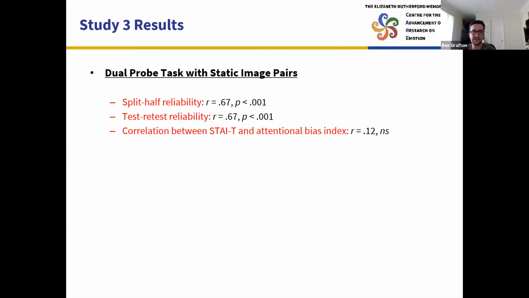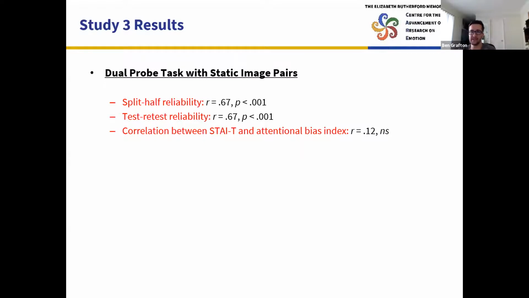And our measure of bias in this task was the proportion of probes correctly identified in the location of the negative information. And what we got with this approach was that the split half reliability was okay, not as spectacular as what we'd had previously. Same with the retest reliability, but there was no association between anxiety vulnerability and attentional bias. And so I actually tried this a number of different ways, but that would be a much longer talk.